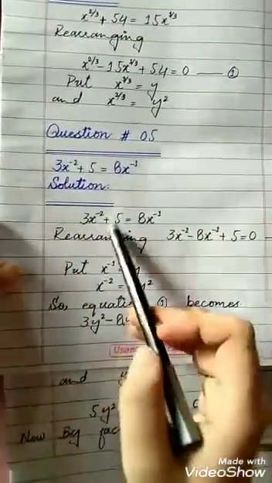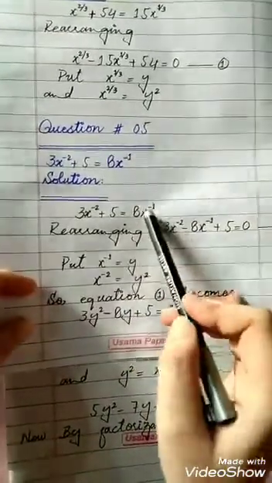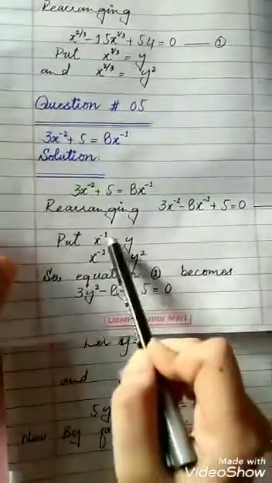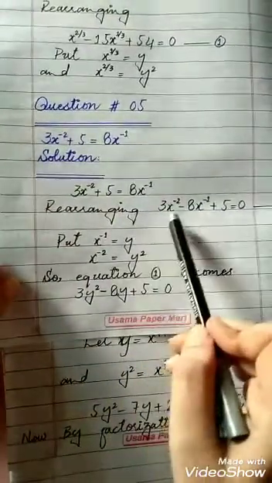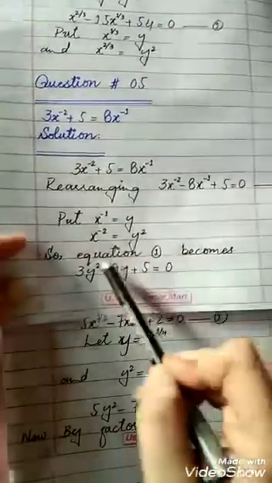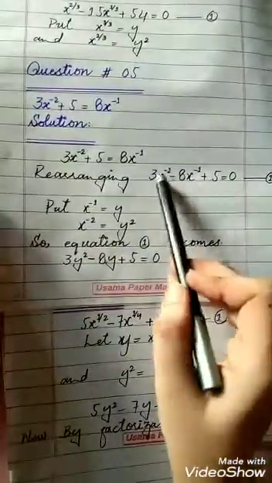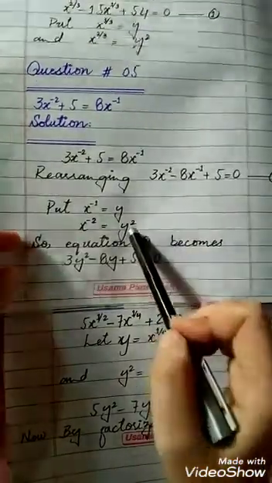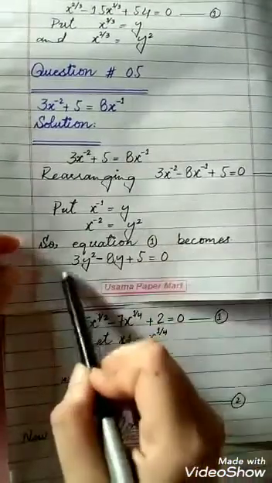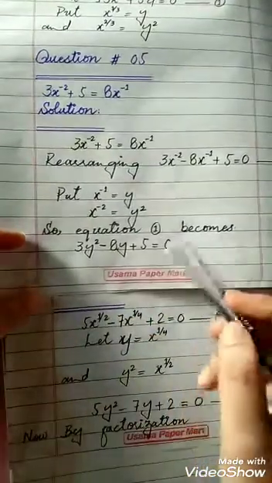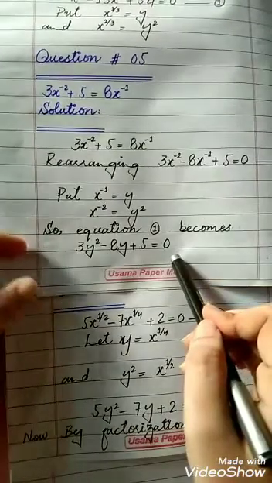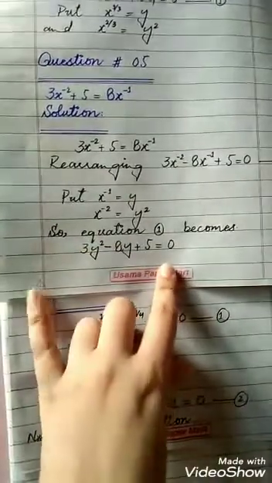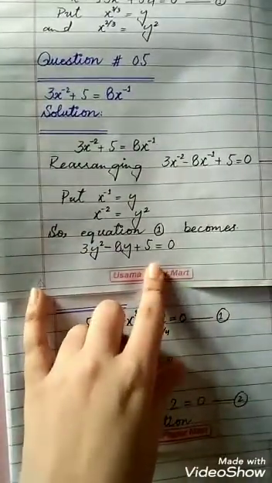Now move towards question number 5. In question number 5, we have arranged it first, means variables we have taken on one side and constant and equal to 0. We will place x power 1 minus 1 is equal to y, and minus 2 is equal to y square. So equation 1 becomes, because we have placed the values of y and y square, we got this quadratic equation. Now you can apply the factorization method on this equation, and solve the question as you have solved the previous questions.